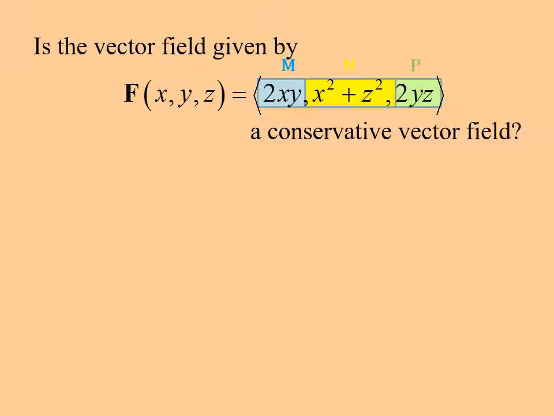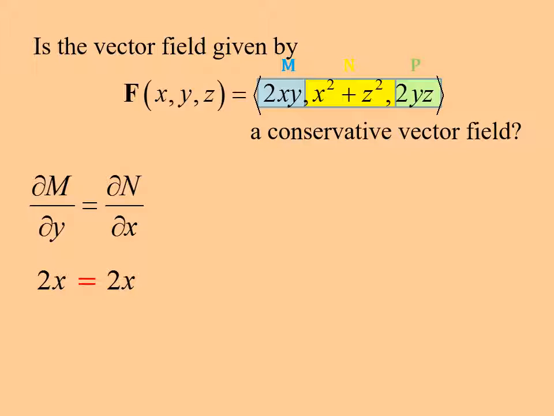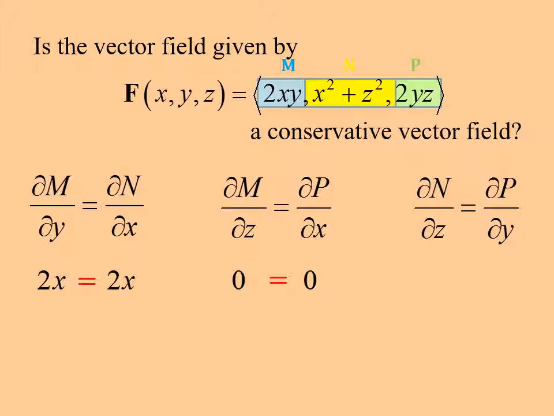Checking this, we'll take the derivative of m with respect to y, the derivative of n with respect to x. Since they're the same, we'll pair up two more, m and p, m with respect to z and p with respect to x. And they're the same, so we'll check the last pair. So that is conservative.